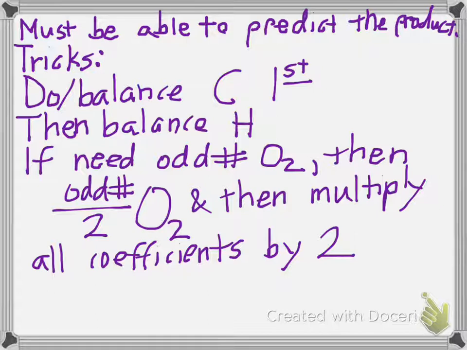Okay, so these are the tricks for balancing combustion reactions. Start with carbon. After carbon, balance hydrogen. Now, if you need an even number of oxygen, it's not a problem because you typically have O2, okay? But if you need an odd number of oxygen, when you have a 2, that makes it difficult. So you're going to take that odd number that you need, put it over 2 as your coefficient in front of oxygen, and then multiply all your coefficients through by 2.